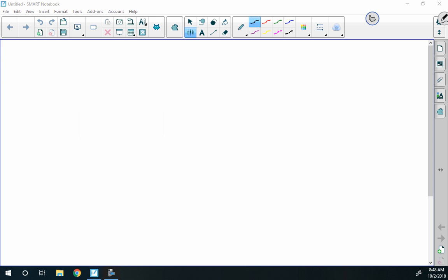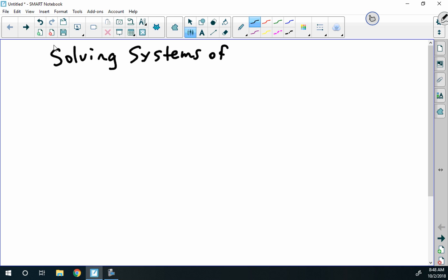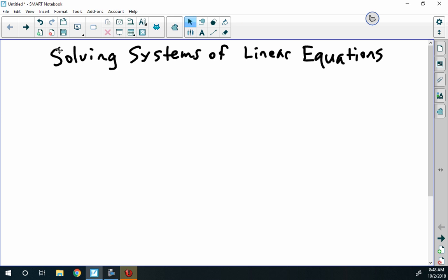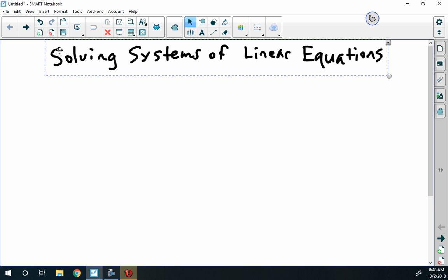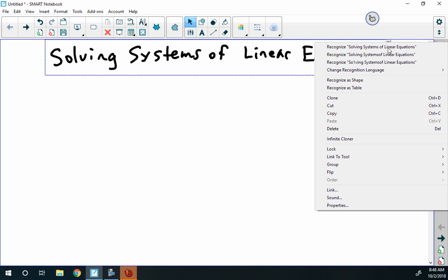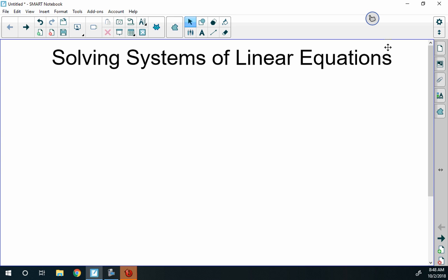Today in my Algebra 2 class, what we're looking at is solving systems of linear equations. It's been a weird start to the year because we haven't really officially gone through much of Chapter 1, Chapter 2, or Chapter 3. And we have this big unit test coming up, and today's lesson is more of an exhibition.